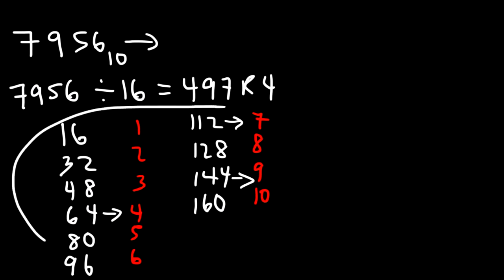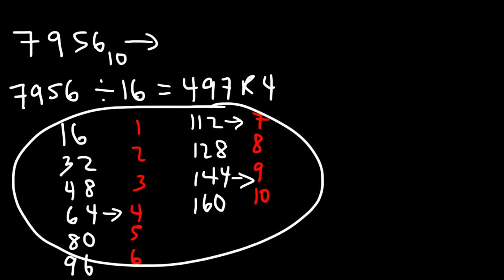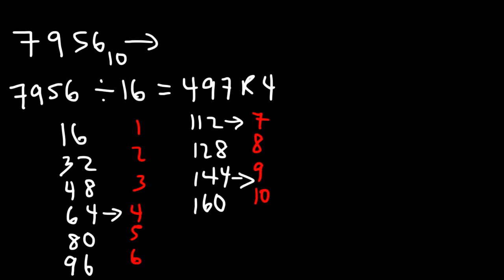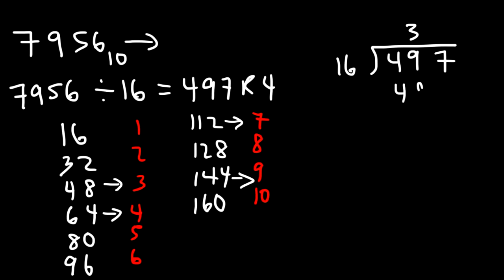Now, you may want to write this information down, just in case I need to erase it to make more room. So now let's divide 497 by 16. How many times does 16 go into 49? 16 goes into 49 3 times. 16 times 3 is 48. 49 minus 48 is 1. And then let's bring down the 7.